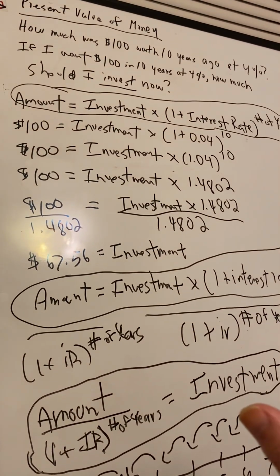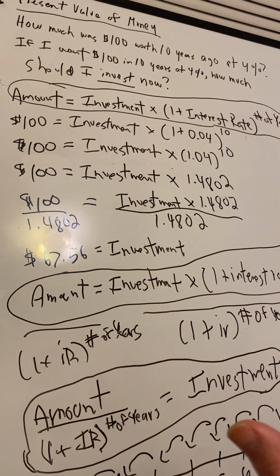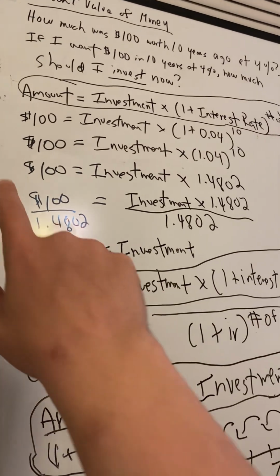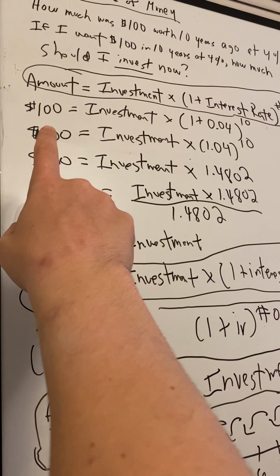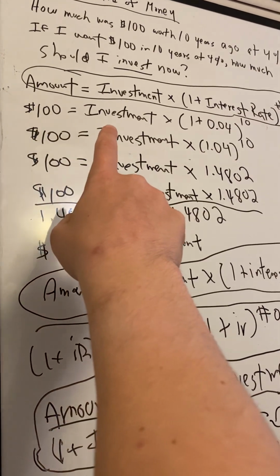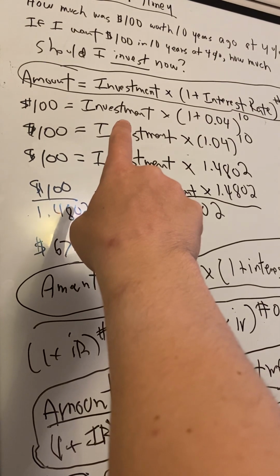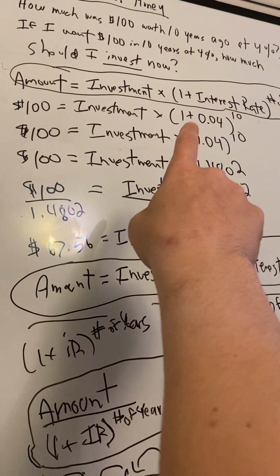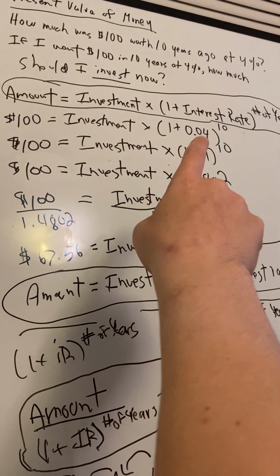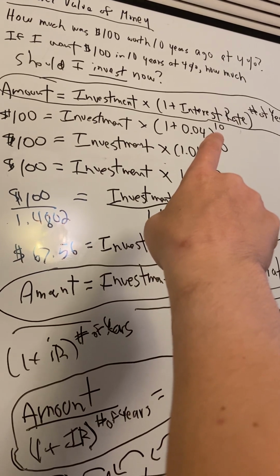Based on that, let's plug in the numbers to see how this formula works. So the amount is now given to us. We want $100 at the end of 10 years. But we want to know how much to invest. So the investment part is the variable that we're going to be looking for. And then we have 1 plus, same formula, the interest rate, 0.04, raised to the 10th power.